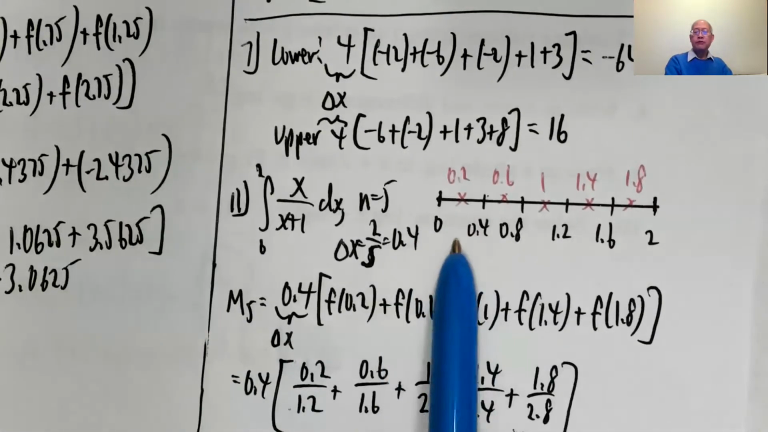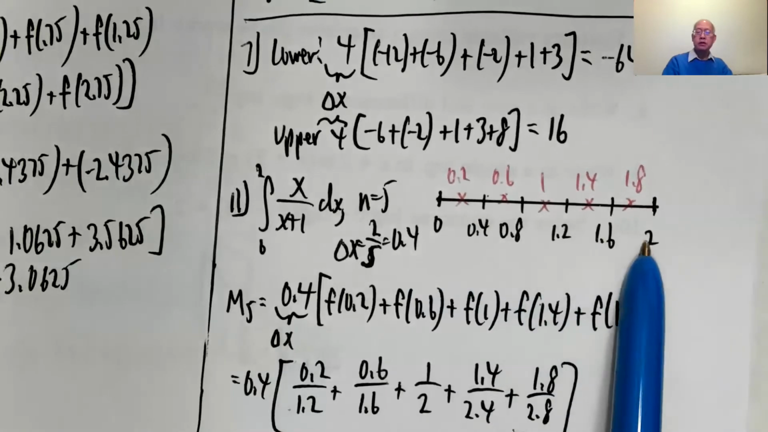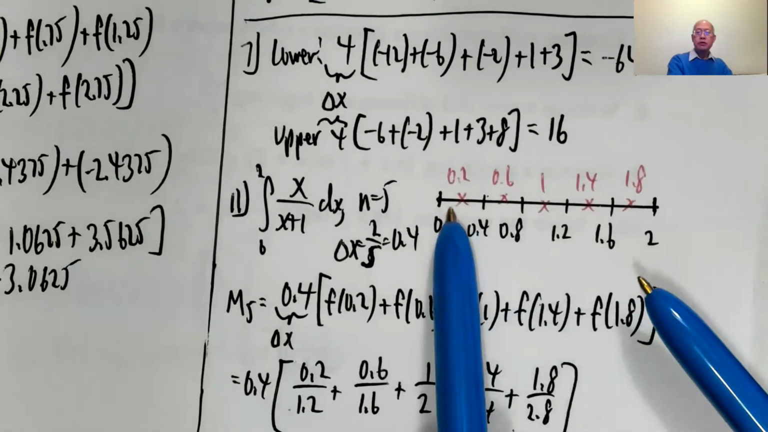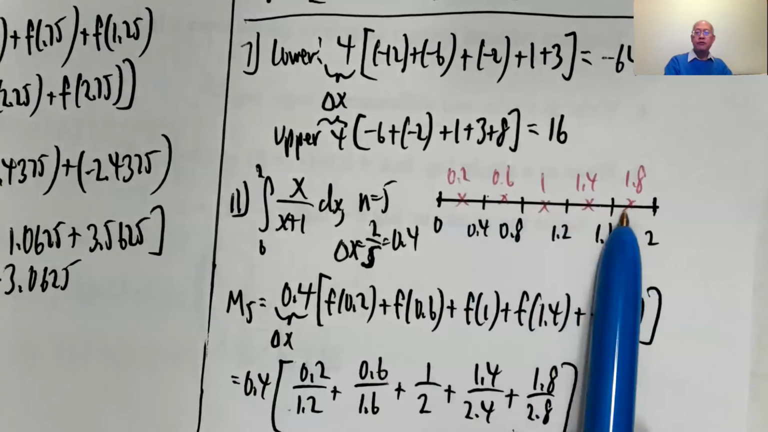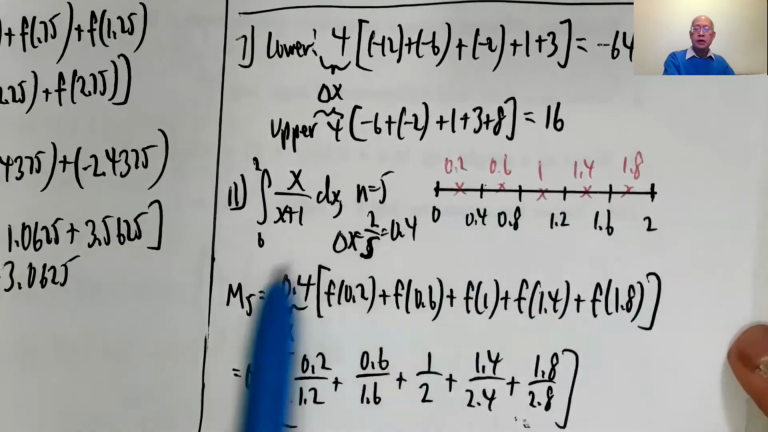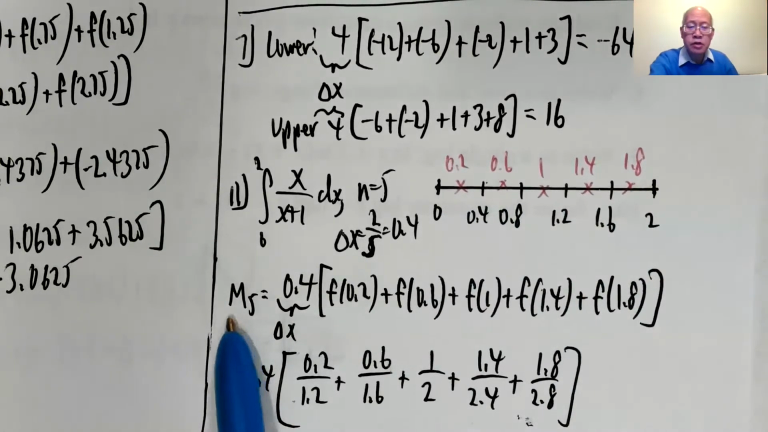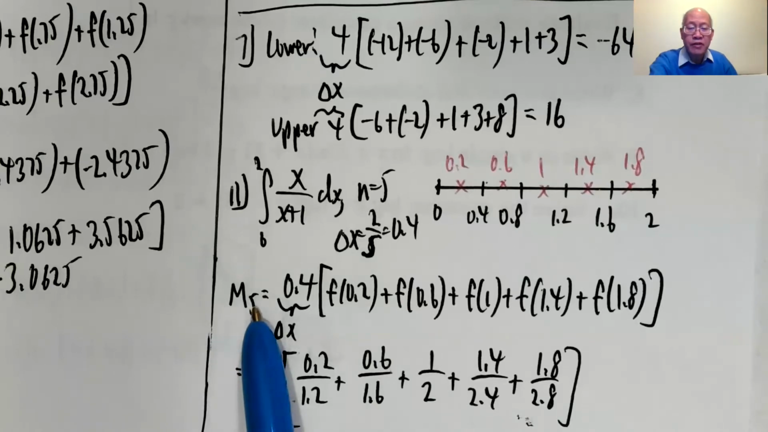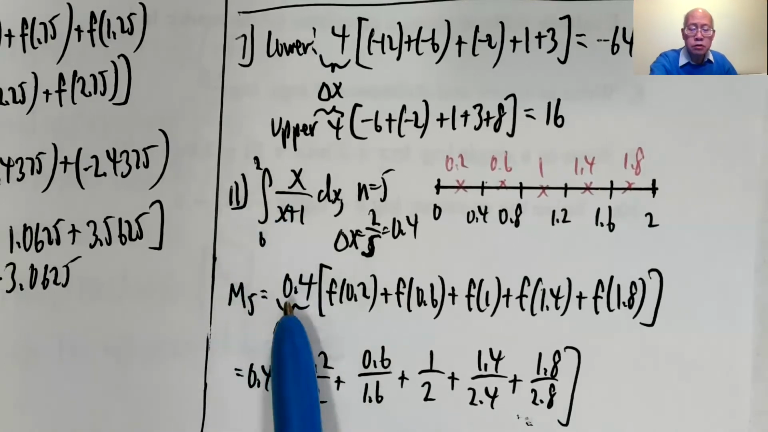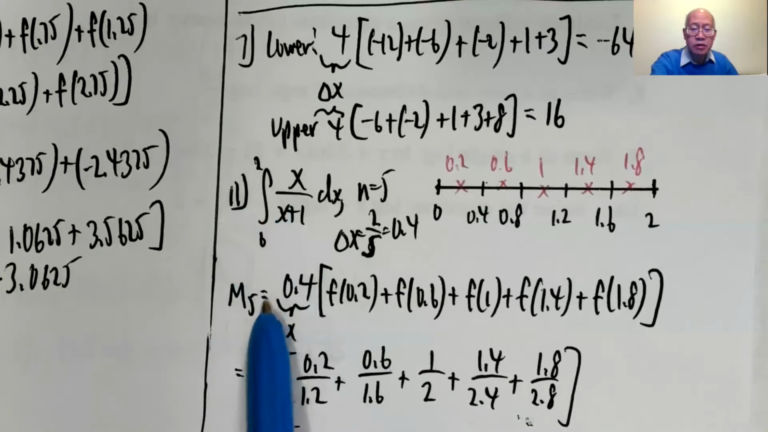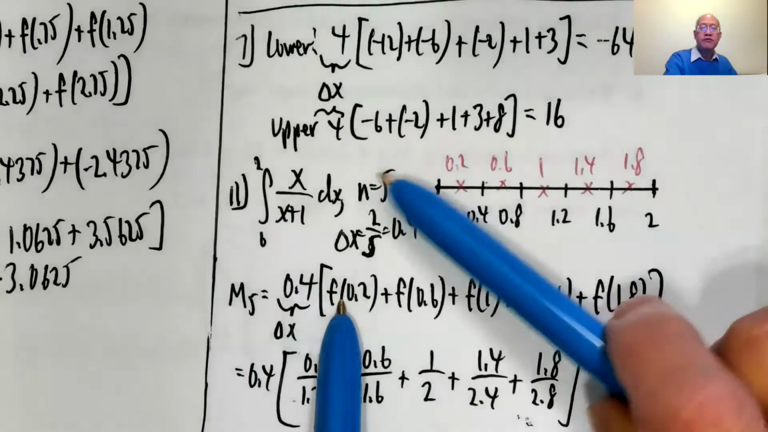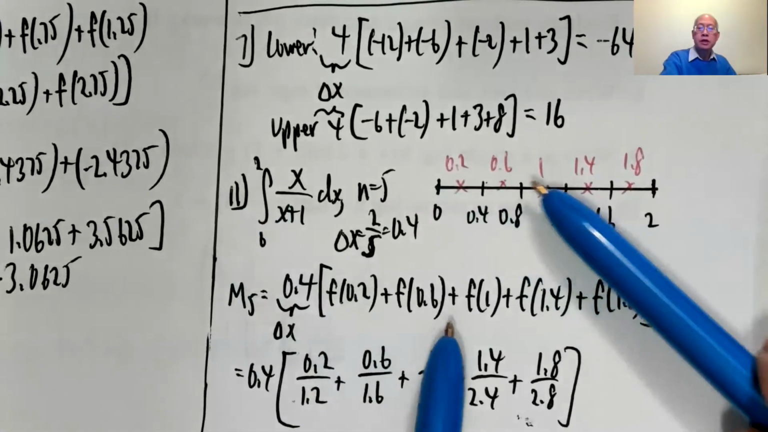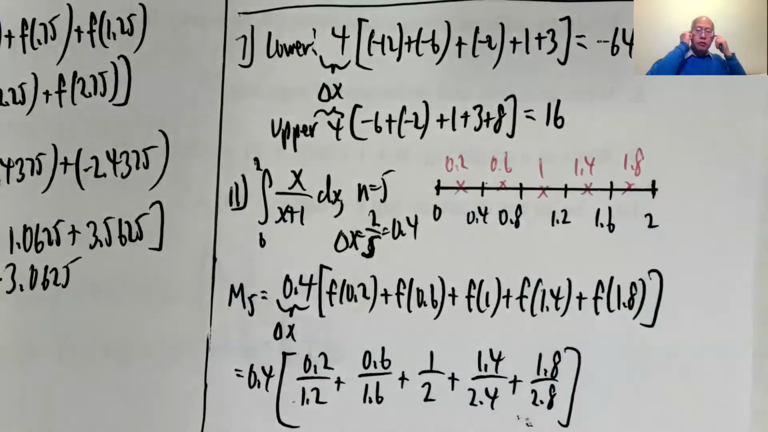They told us to use midpoints. So here we are: 0, 0.4, 0.8, 1.2, 1.6, 2. Here are the midpoints: 0.2, 0.6, 1, 1.4, 1.8. So M5, using the midpoint rule, chopping into 5 pieces, the integral from 0 to 2 is approximately delta x, 0.4, times the function value at 0.2, 0.6, 1, 1.4, 1.8.